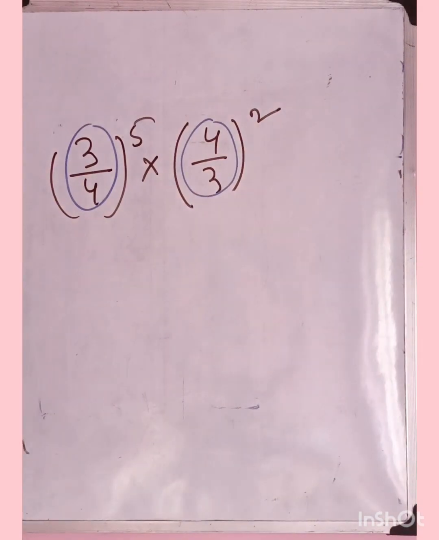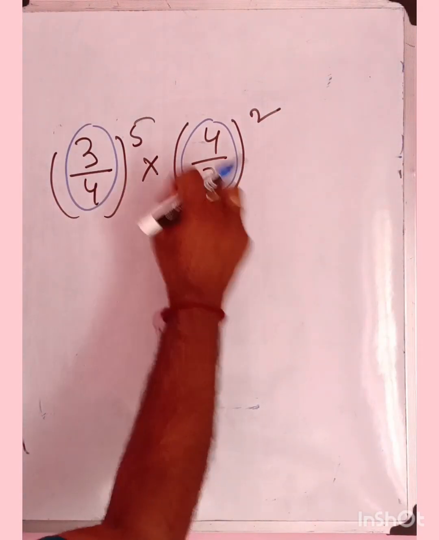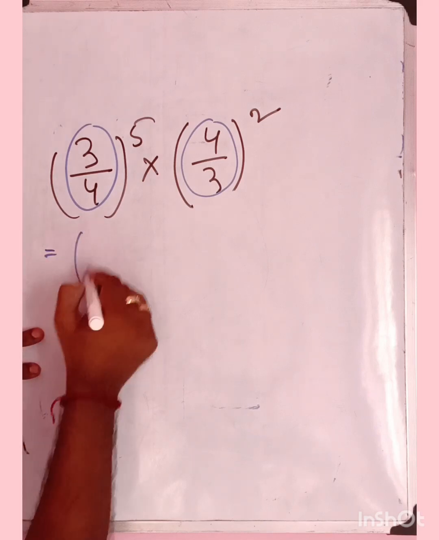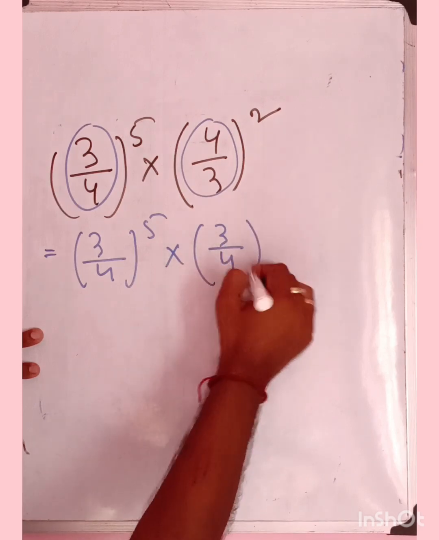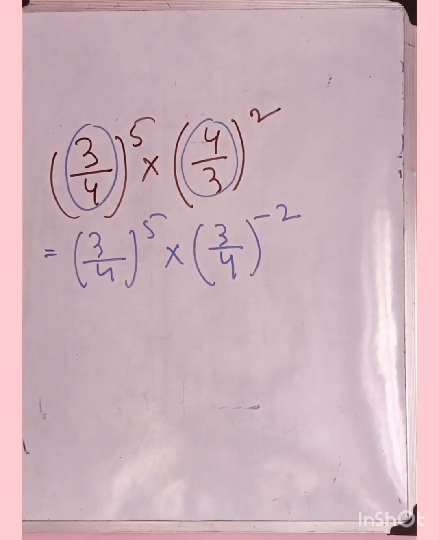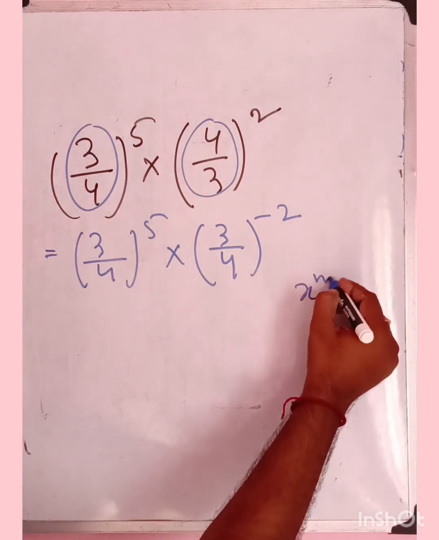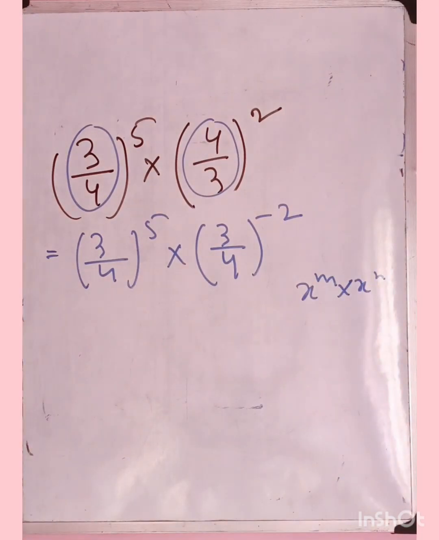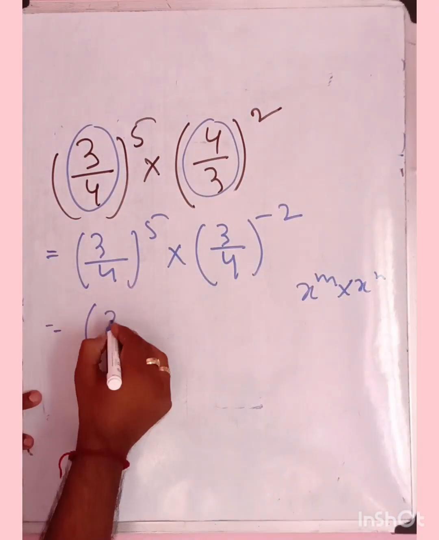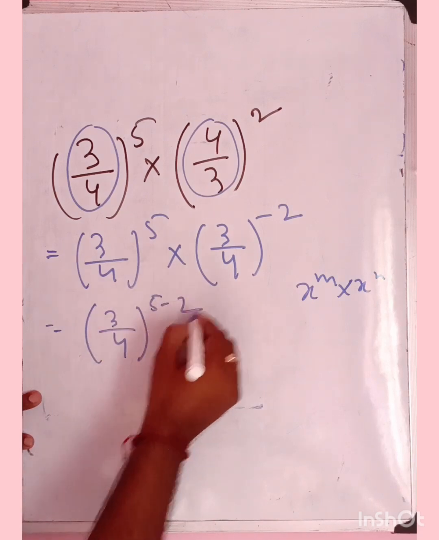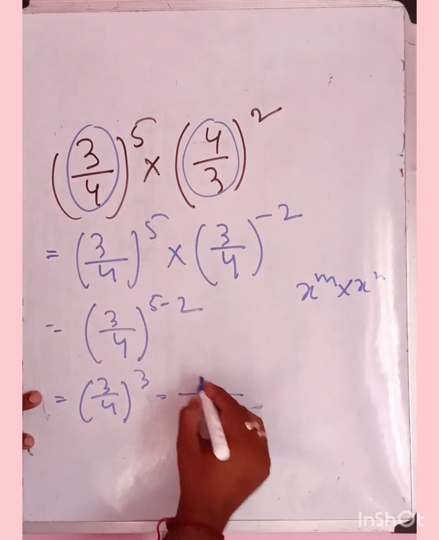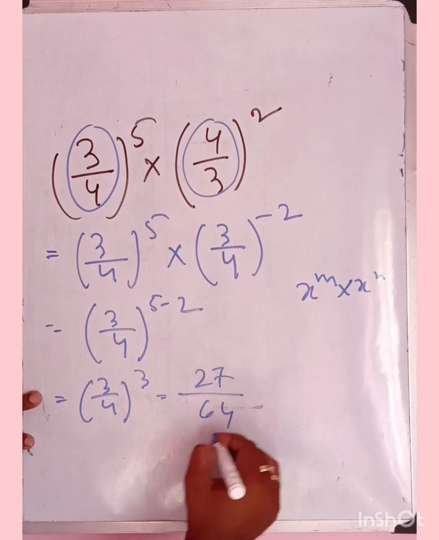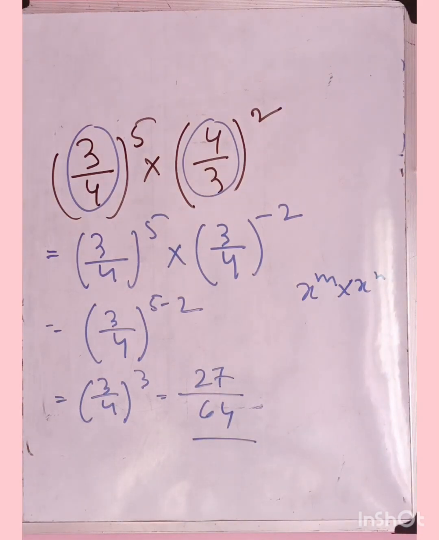If we change it with its reciprocal, we can write like this: same power with negative sign. Okay? And x to the power m into x to the power n gives x to the power m plus n. This is the simplification.